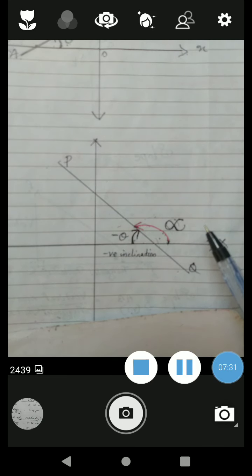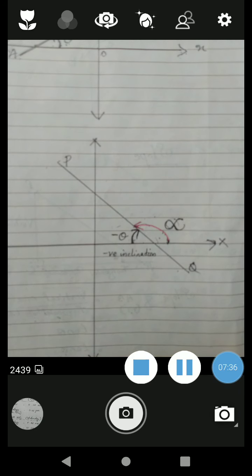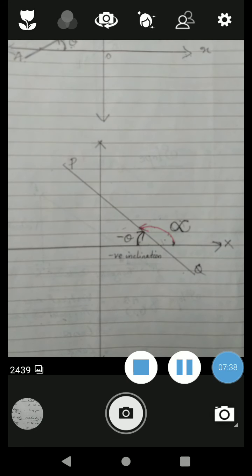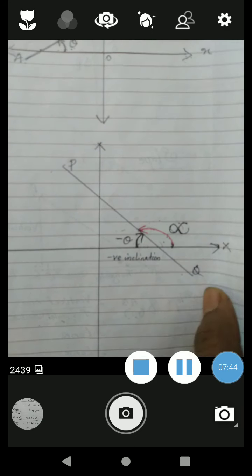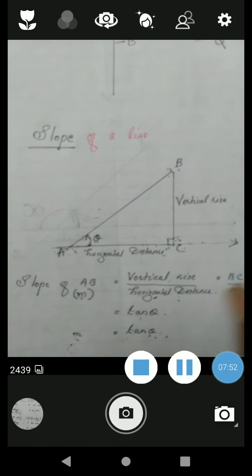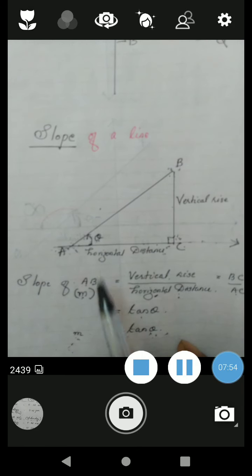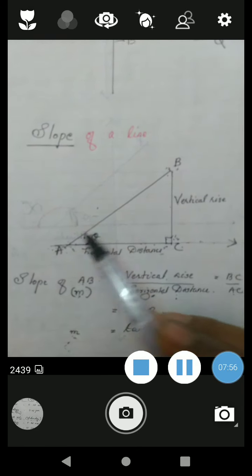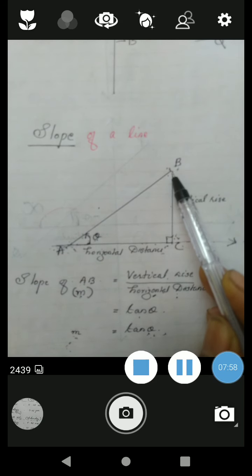Okay, now what is slope of a line? You just listen, slope of a line. Actually, the slope of a line is the ratio between the vertical rise and its horizontal distance. This is the line. You can see AB. AB is a line.